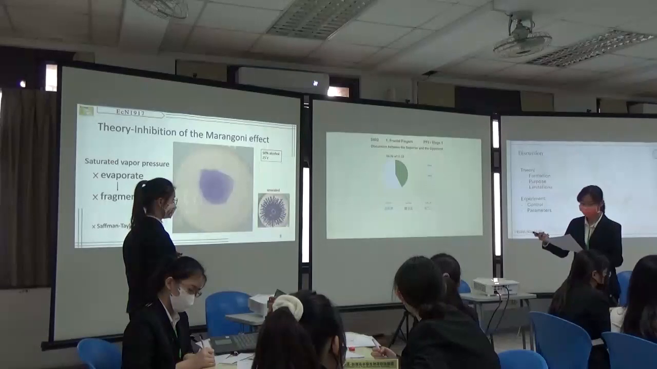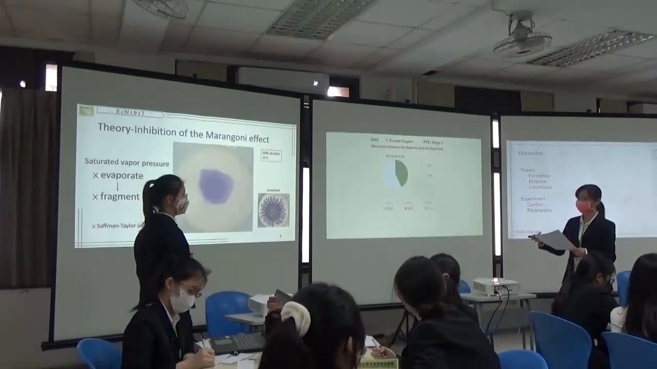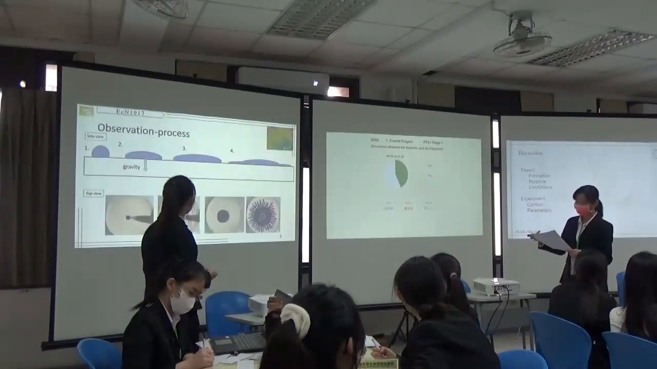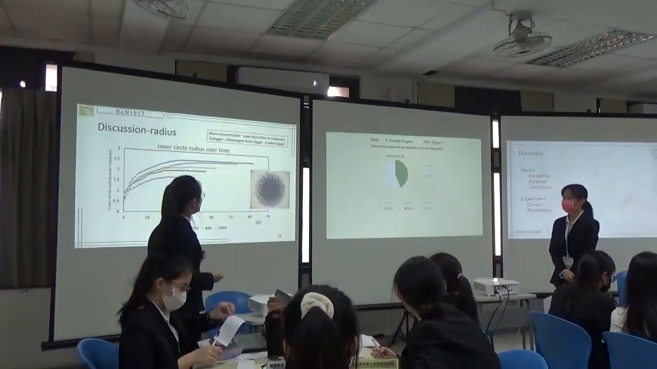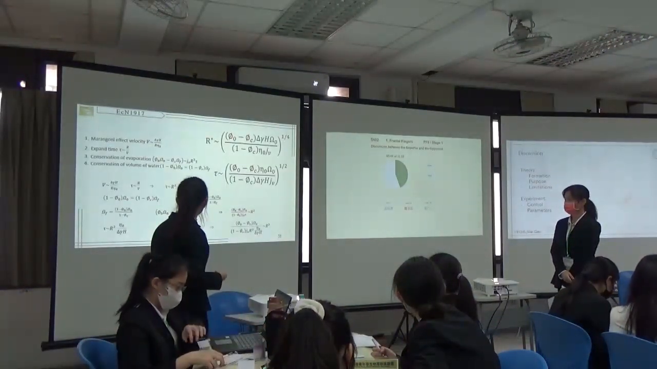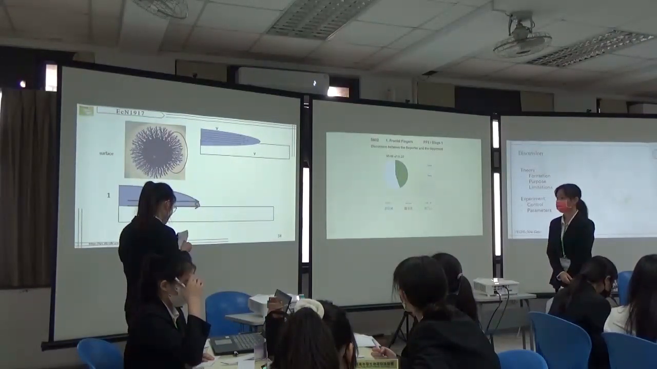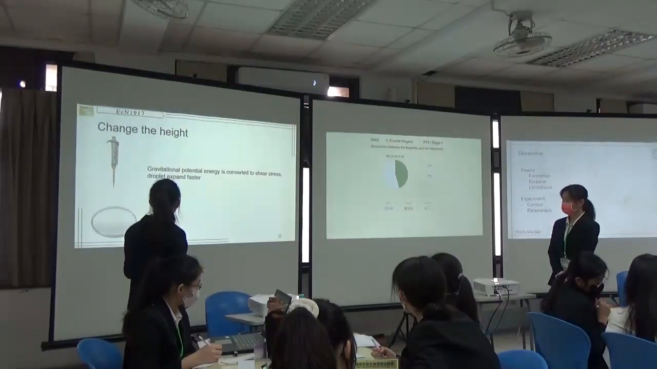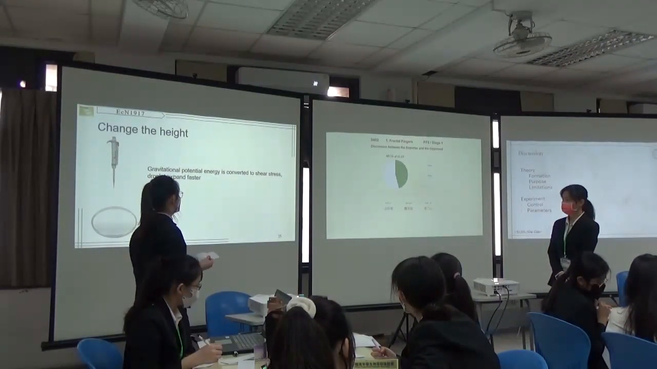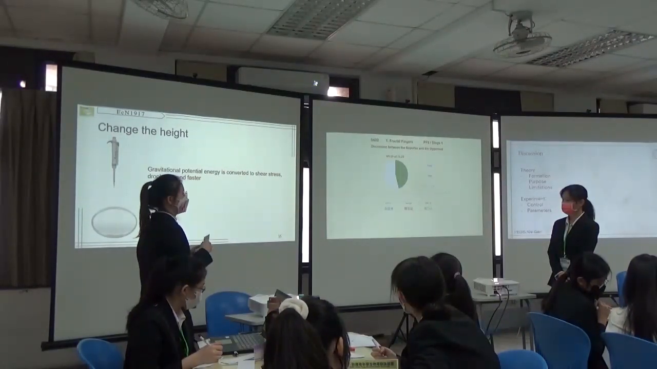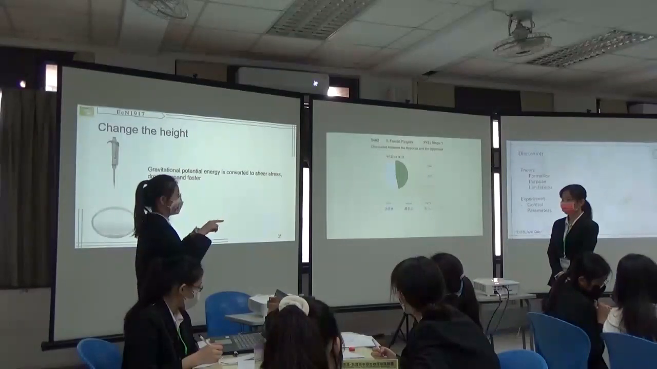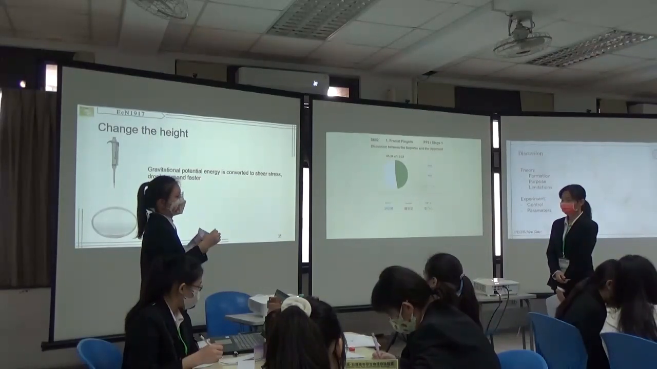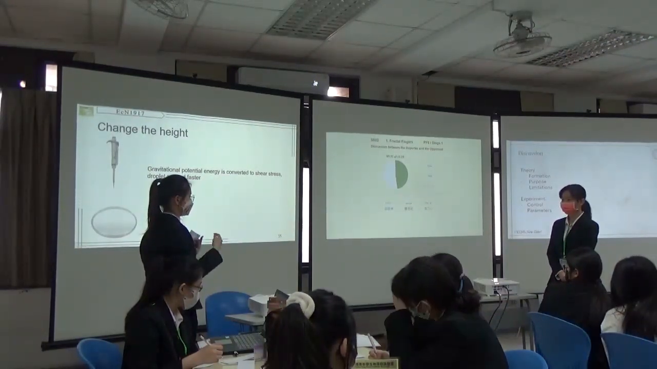Okay. Then the next question. You mentioned that gravity affects the droplet. Then how would the height dropped from affect your experiment? We think that when it is too high, the gravitational potential energy is converted to shear stress, so the velocity will be higher. So the inner circular radius, or the speed of the droplet, may be faster.